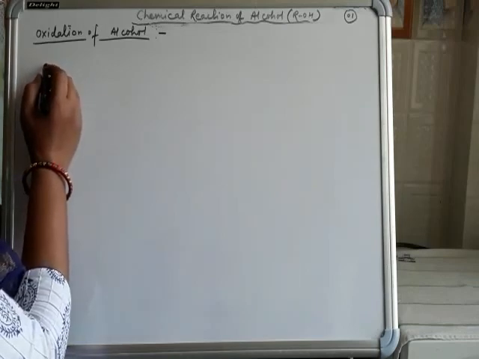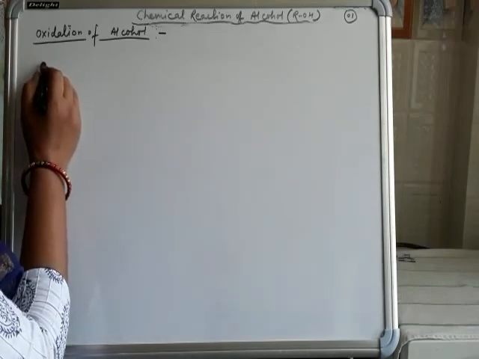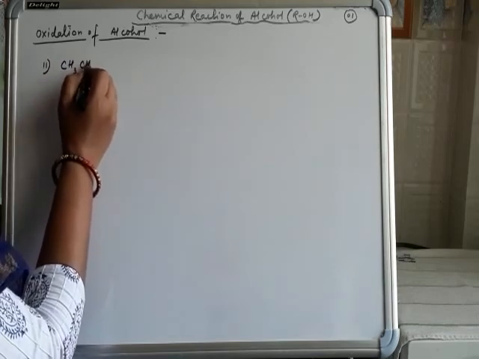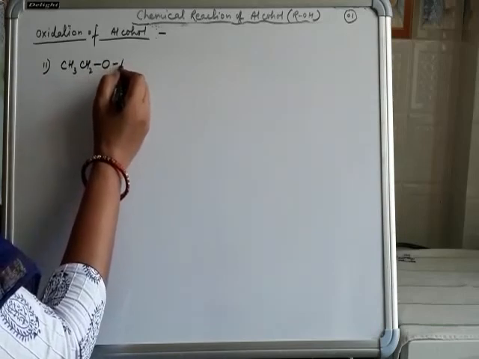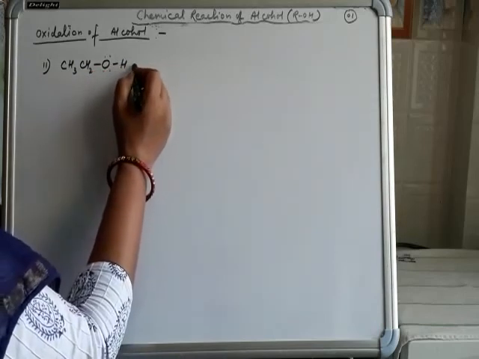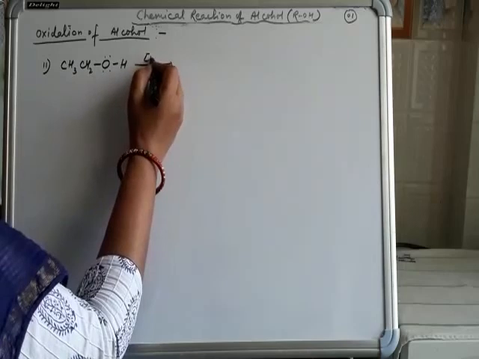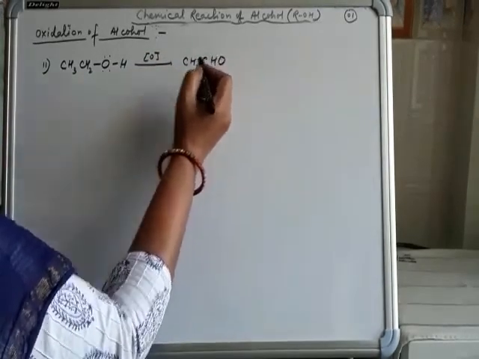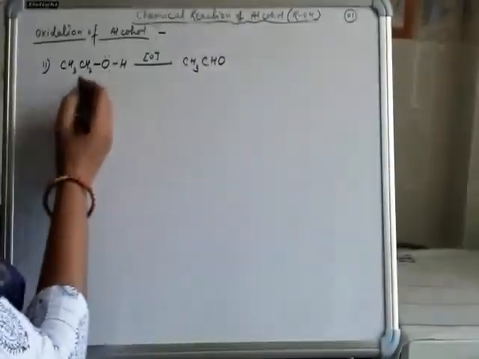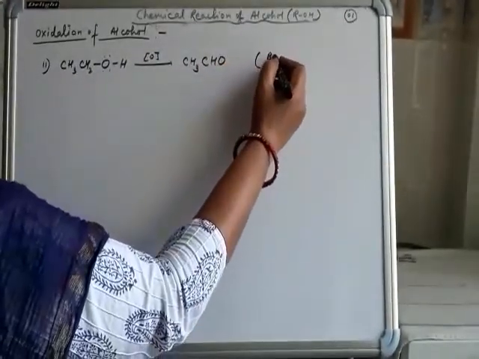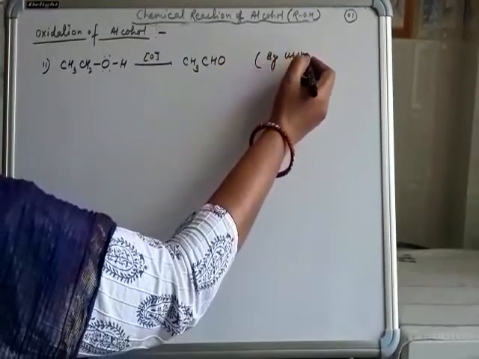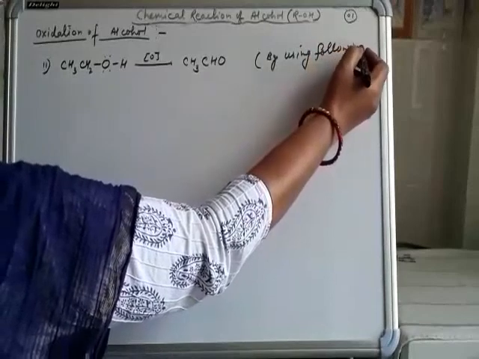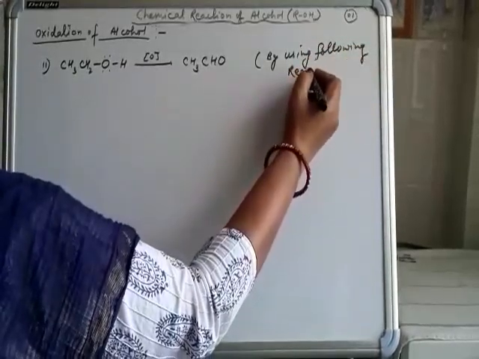Oxidation of alcohol, 1 degree alcohol or primary alcohol. Oxidation of primary alcohol to aldehyde by using the following reagents, at first.